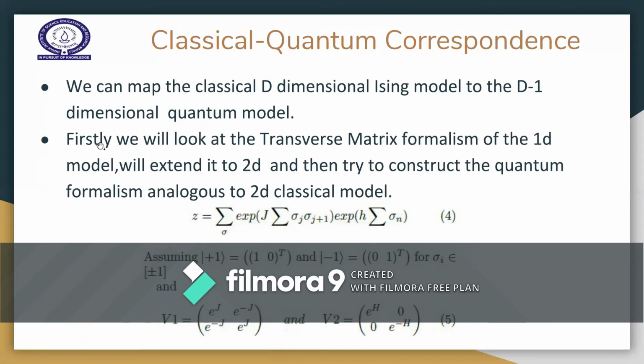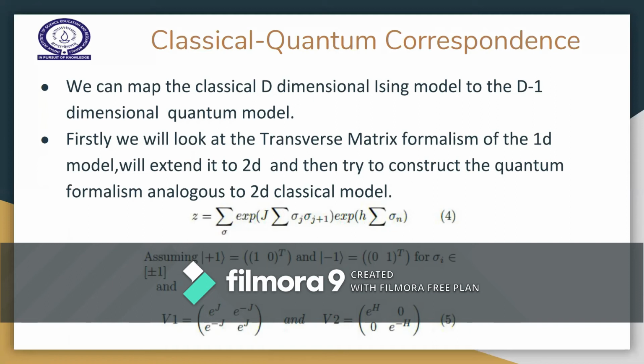Let's see how. Firstly, we will look at the transfer matrix formalism. The transfer matrix formalism is a method used to solve for the solutions of the Hamiltonian of the Ising model. Let's see what this formalism is. Firstly, let's see the formalism for the 1D model. Then we will extend this to 2D, and then we will try to construct the quantum formalism analogous to the 2D classical model. So this is the partition function for the 1D classical picture.